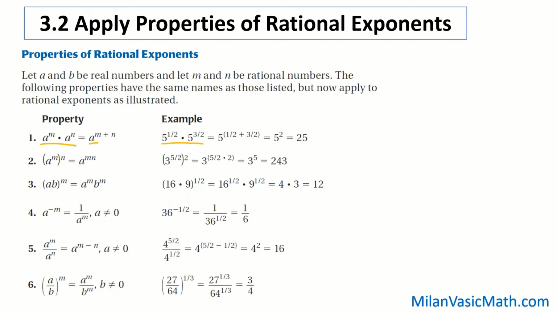The second one is a power raised to a power. The third one, what's very important here is that you have a multiplication symbol in between the a and the b. If that was addition, you can't use the property. The fourth is the reciprocal. The negative exponent acts like a reciprocal, and so forth and so forth.